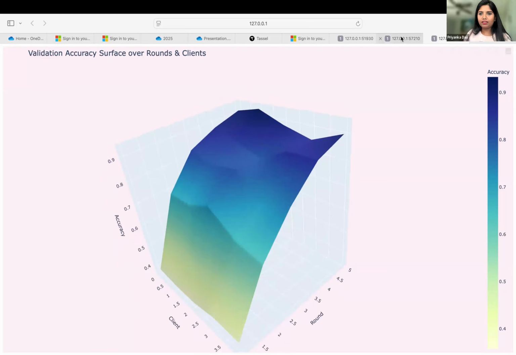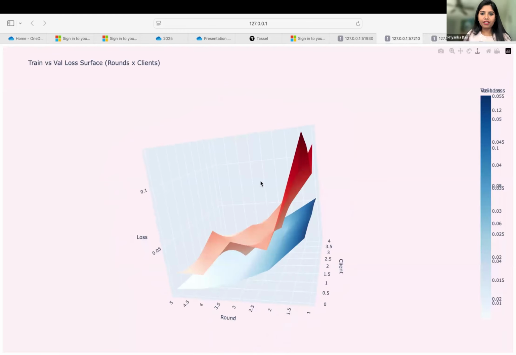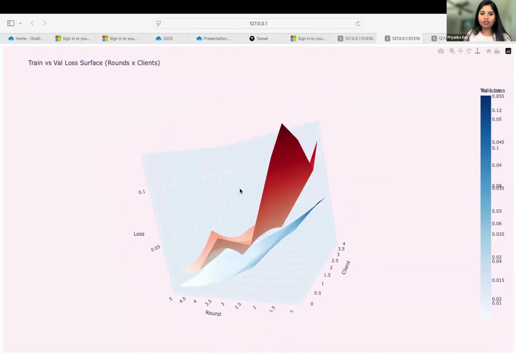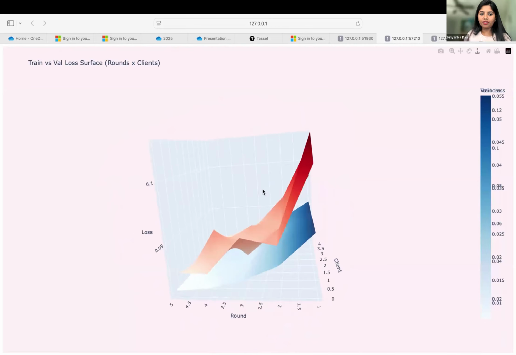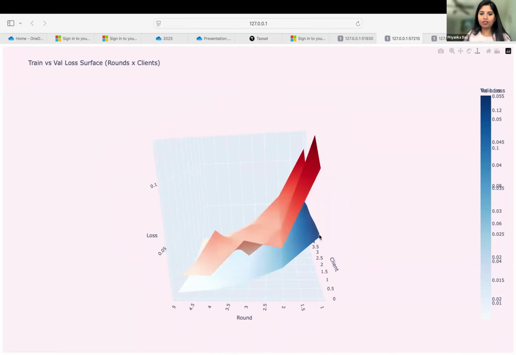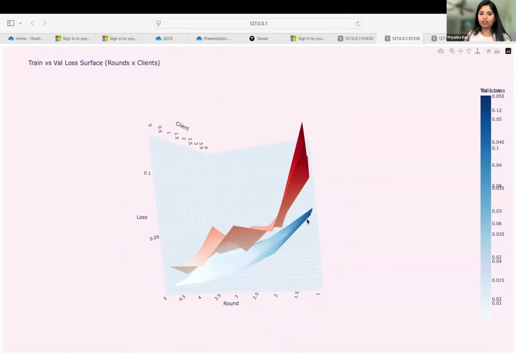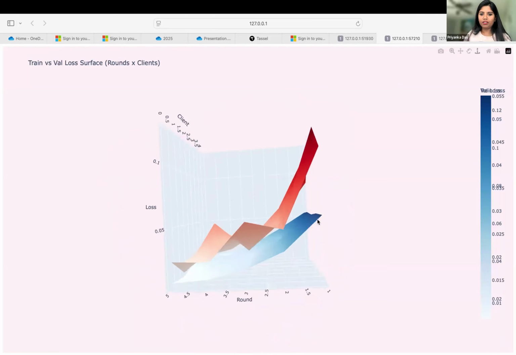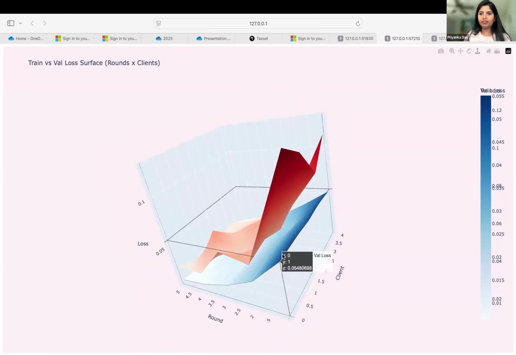This is one, and this is the training and validation loss plot. So I did this to check if it is overfitting. So this is for the training loss and this is the validation loss. So as you can see that it is almost similar. So we can say that there is no overfitting here.